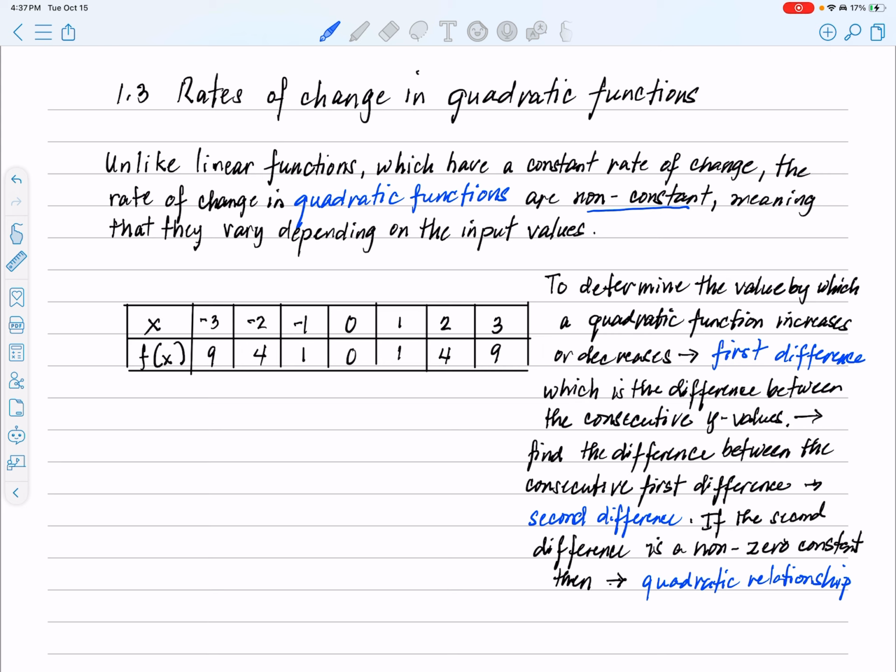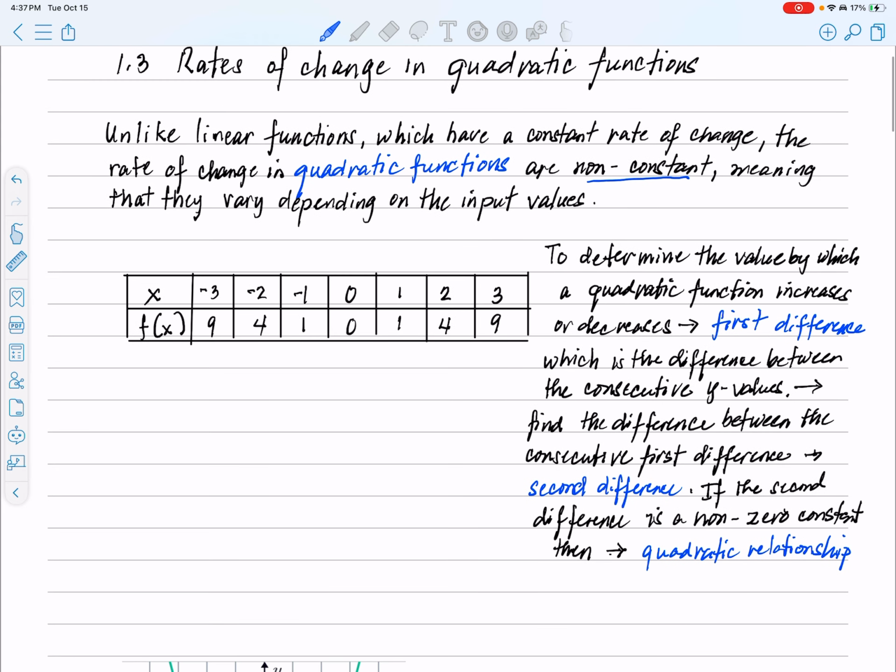So let's look at how it goes if you are given a table like this. First of all, to determine the value by which a quadratic function increases or decreases, get the first difference of the y values. So our f of x here is the y values, and the x are the x values. Let's look at the y values right here: 9, 4, 1, 0, 1, 4, 9.